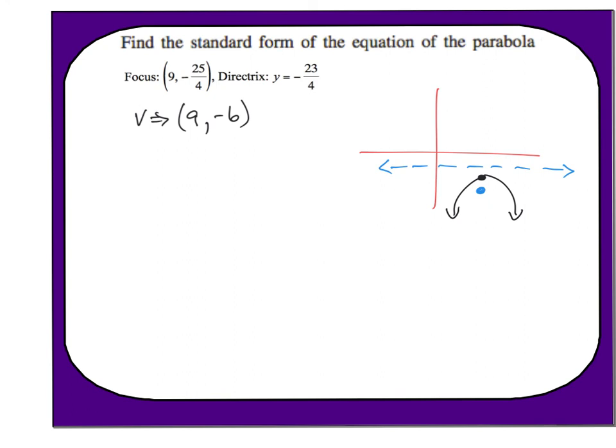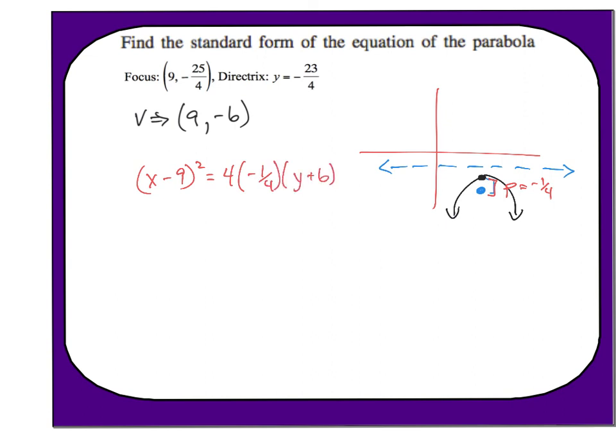So I could go for a little bit in writing my equation, but what do I need to know for my equation? My p. And so my p is this distance from my vertex to my focus. So what is my p? P is equal to negative 1/4. So now I'm ready to go. All right, is this going to be an x squared or a y squared? It's an x squared. So now I end up having x minus 9 quantity squared is equal to 4 times negative 1/4 times y plus 6.